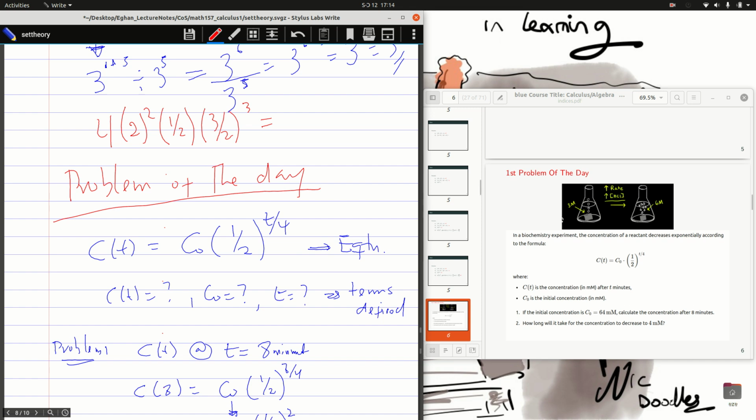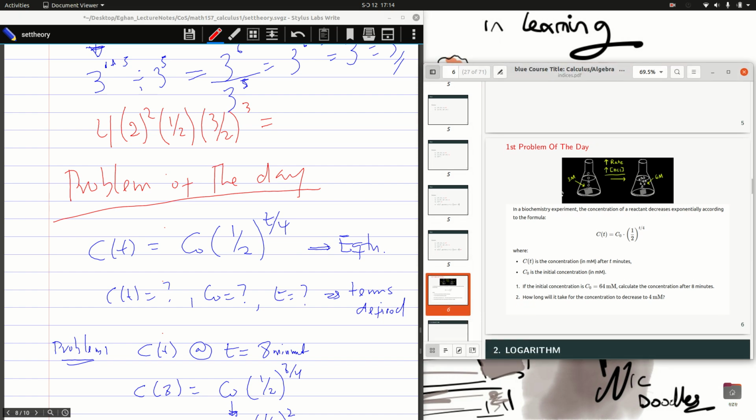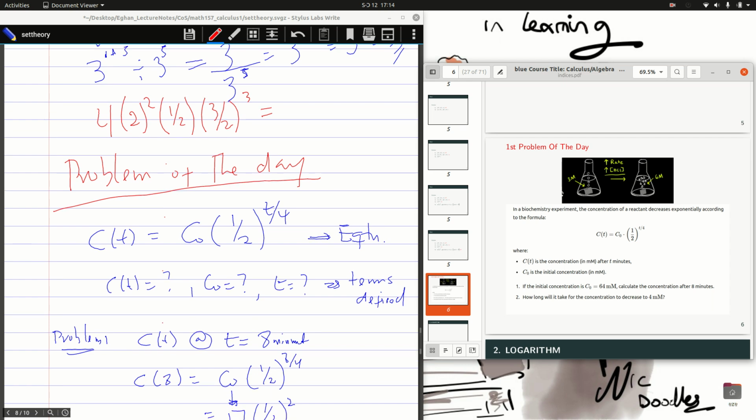So I told you in the first set theory, when you see a word problem, what do you do? You take your time, you read, and you extract the information. You ask yourself what the problem is and you solve it. So let's see what we have. We are given some experiments looking at concentration of reactants, and it says this decreases exponentially according to a formula.